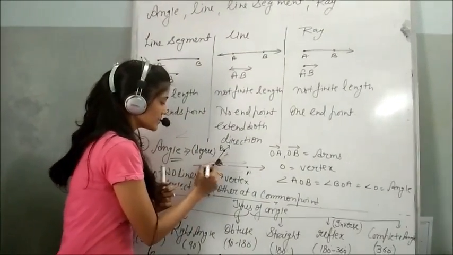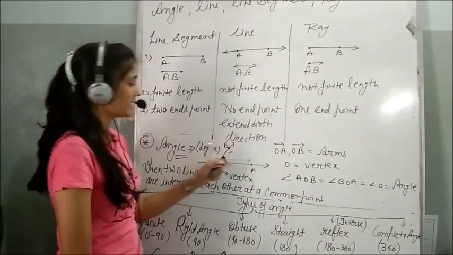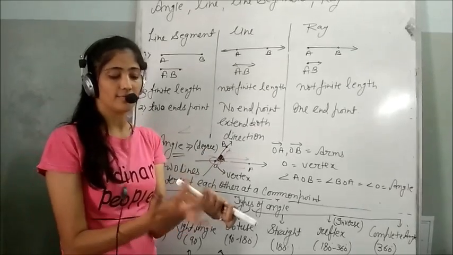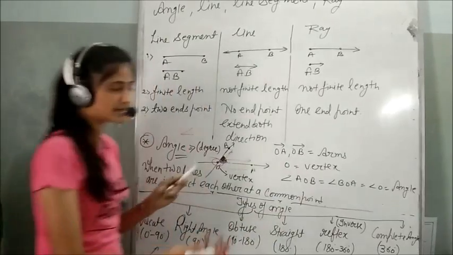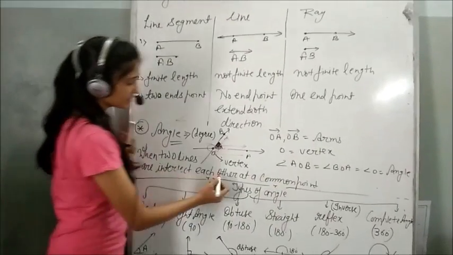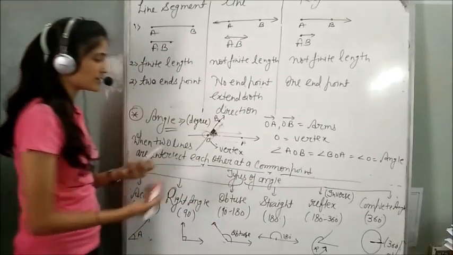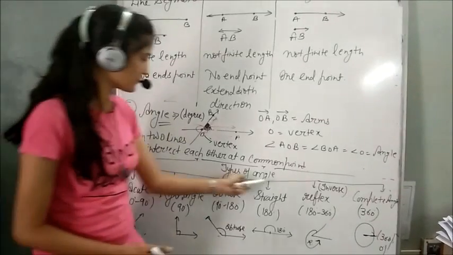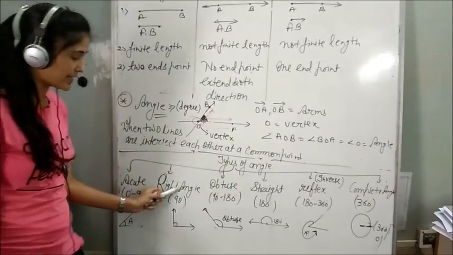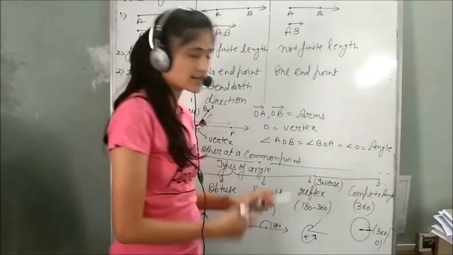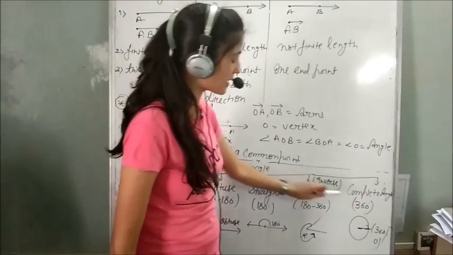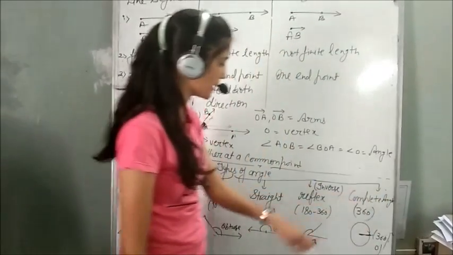Here the common point is called the vertex, and these are the two arms, one arm and a second arm, like OB and OA are the arms or sides. When two lines intersect each other at a common point, that forms an angle. There are many types of angle: acute angle, right angle, obtuse angle, straight angle, reflex angle, which is also known as the inverse angle, and the complete angle or zero angle.